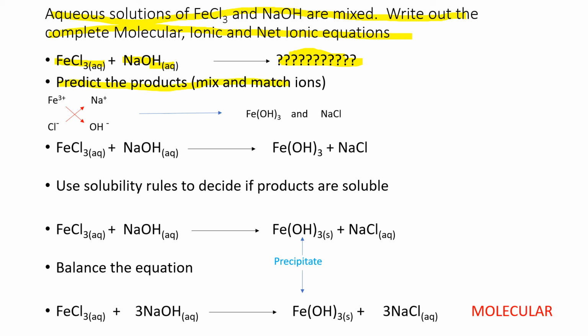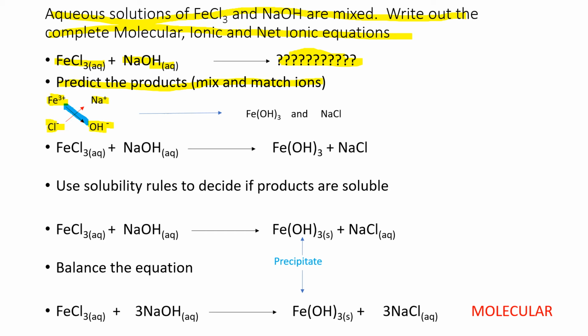We need to mix and match the positive and negative ions. So I wrote out again the ions that we have in place. The FeCl3, well, that means I have Fe3+ ions. I'm also going to have Cl- ions. If I look at the NaOH, what am I going to have? I'm going to have sodium 1+ ions and hydroxide ions. So now I need to mix and match. Right now, the iron is paired with the chloride. So to mix and match the ions, I need to pair the iron with the hydroxide.